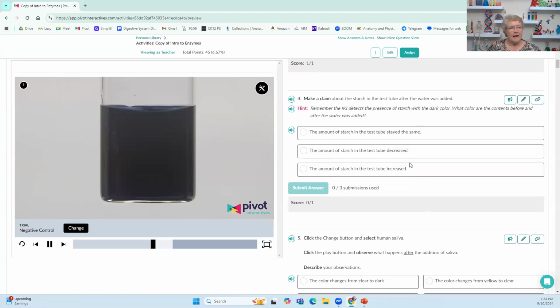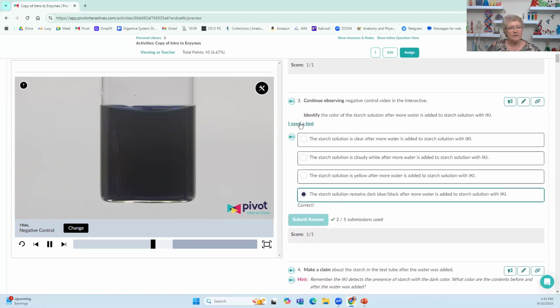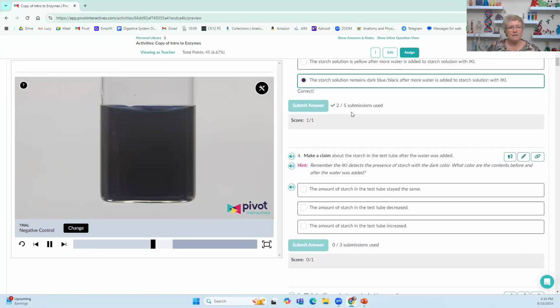Good. Now, make a claim about the starch in the test tube after the water was added. Hint. Notice there are hints on most of these. If you click I need a hint, it'll tell you something that might be helpful. This one, it's right there. Hint: remember the IKI detects the presence of starch with the dark color. What color are the contents before and after the water was added? Okay, so that's the voice. And I like that it calls it IKI.